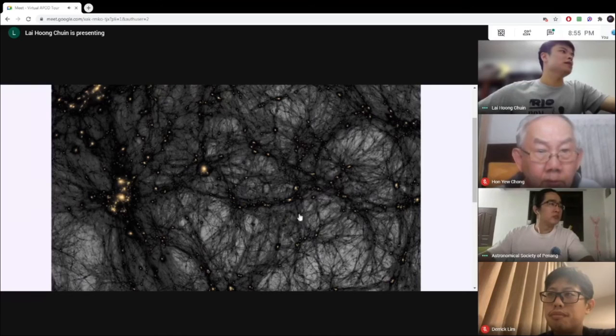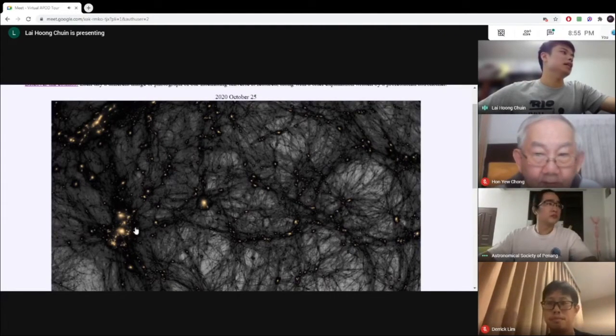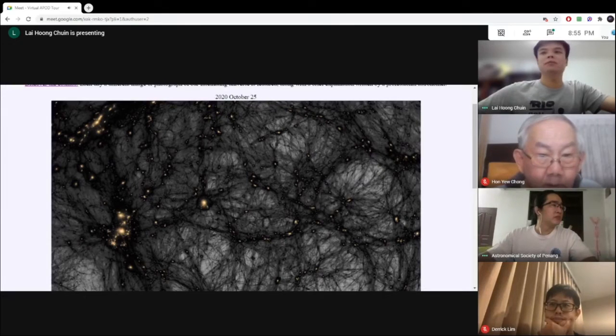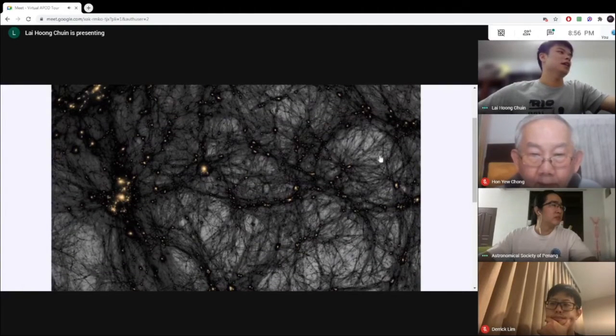So this is by simulation. That means computer simulation, numerical calculation. This is the distribution of dark matter in the universe. All the yellowish small points don't represent single points. They might represent a star system or galaxies. All right, so this is about the simulation of the universe and the distribution of dark matter.